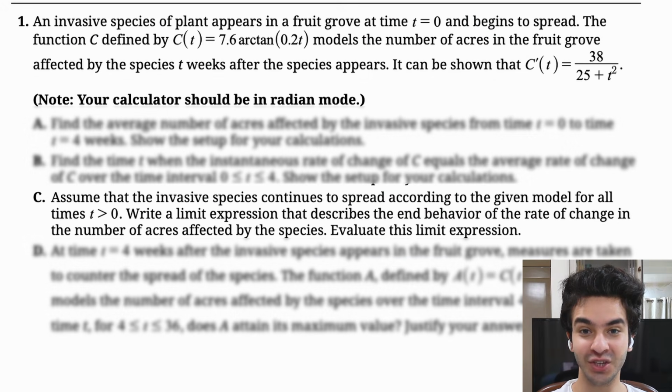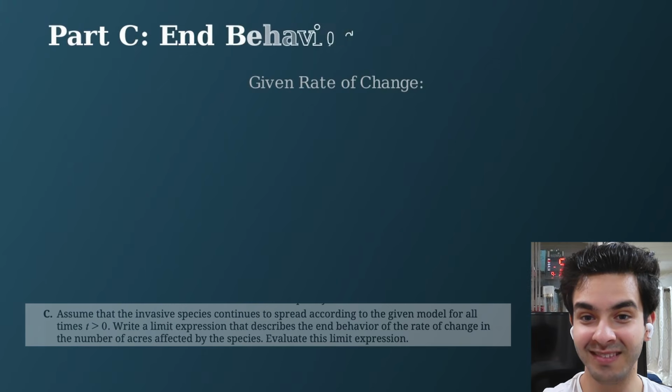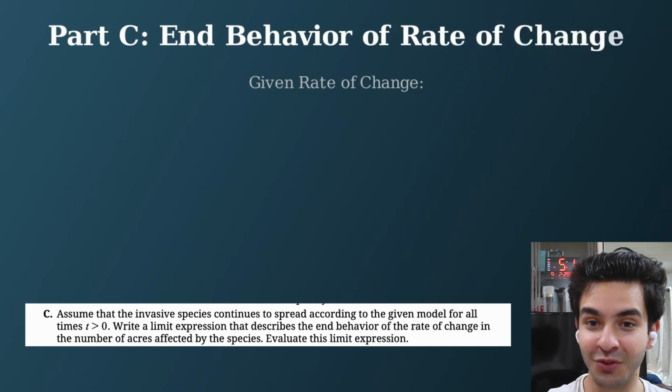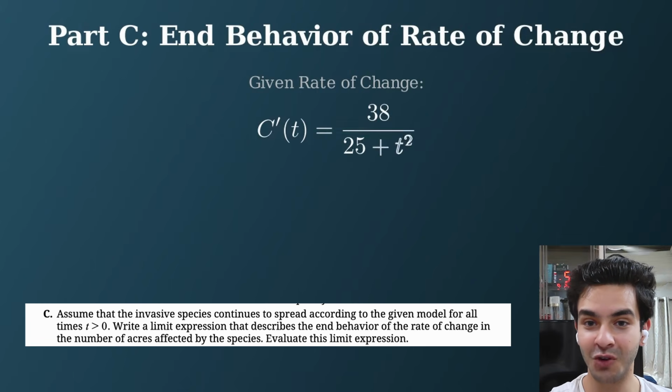Assume that the invasive species continues to spread according to the given model for all times t greater than 0. Write a limit expression that describes the end behavior of the rate of change in the number of acres affected. Evaluate the limit. The question is asking us to write a limit expression for the rate of change. That means we're going to be working with derivatives, because derivatives give you the rate of change of a function. Lucky for us, the question already gave us the derivative, which is c dash t over here.